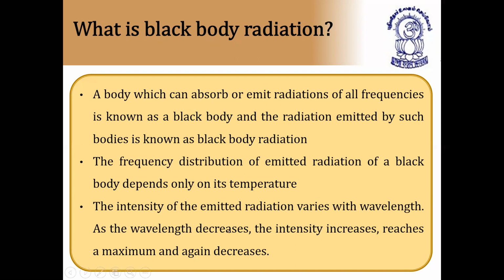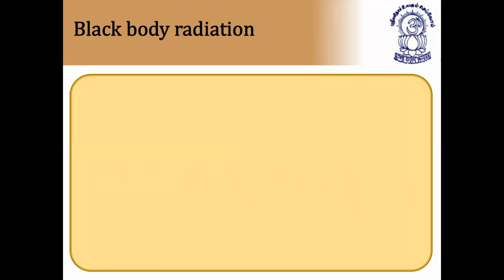As the wavelength decreases, the intensity increases, reaches a maximum, and again decreases. So let us see. A black body is nothing but a body that emits and absorbs radiations of all frequencies, from gamma rays to radio waves and so on. A body that can emit and absorb radiations of all frequencies is called a black body.